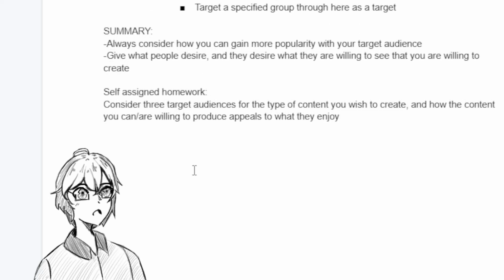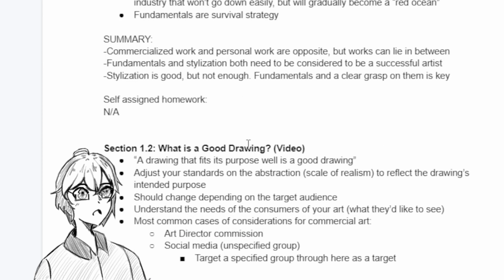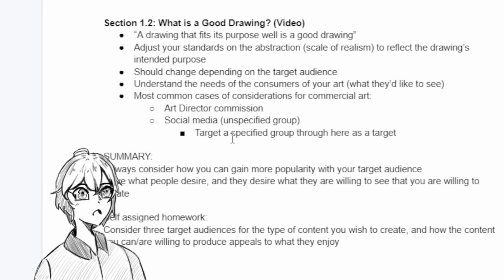So the self-assigned homework that I considered best for this lecture would be to consider 3 target audiences for the type of content you wish to create, and how the content you can or are willing to produce appeals to what they enjoy. I feel like this is to better outline a direction for those who are willing to sort of create a niche for their target audience that they can fill and help better create a platform of support from their target audience. So like I said, that was a really quick review for today's lesson of 1.2.